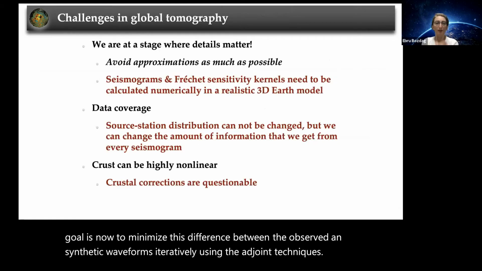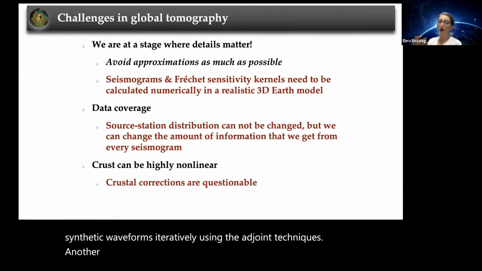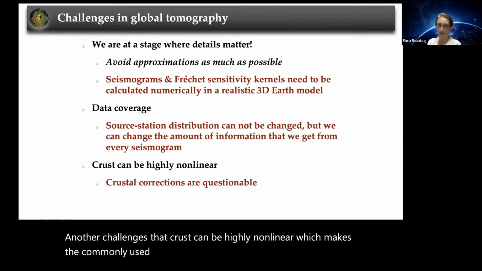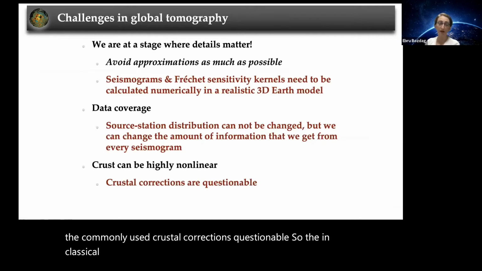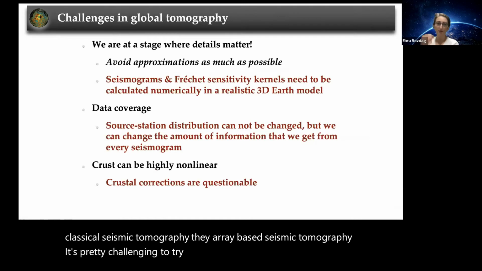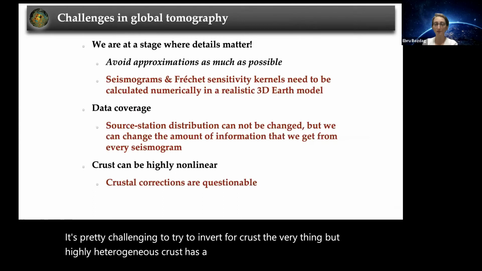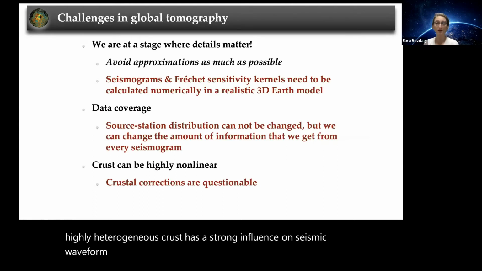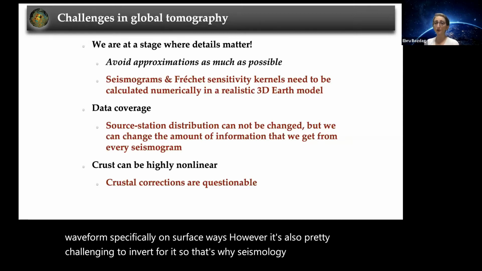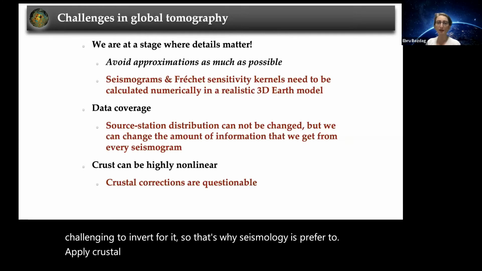So another challenge is that crust can be highly nonlinear, which makes the commonly used crustal corrections questionable. So in classical seismic tomography, array-based seismic tomography, it's pretty challenging to try to invert for crust. The very thin but highly heterogeneous crust has a strong influence on seismic waveforms, specifically on surface waves. However, it's also pretty challenging to invert for it. So that's why seismologists prefer to apply crustal corrections, making two big assumptions.